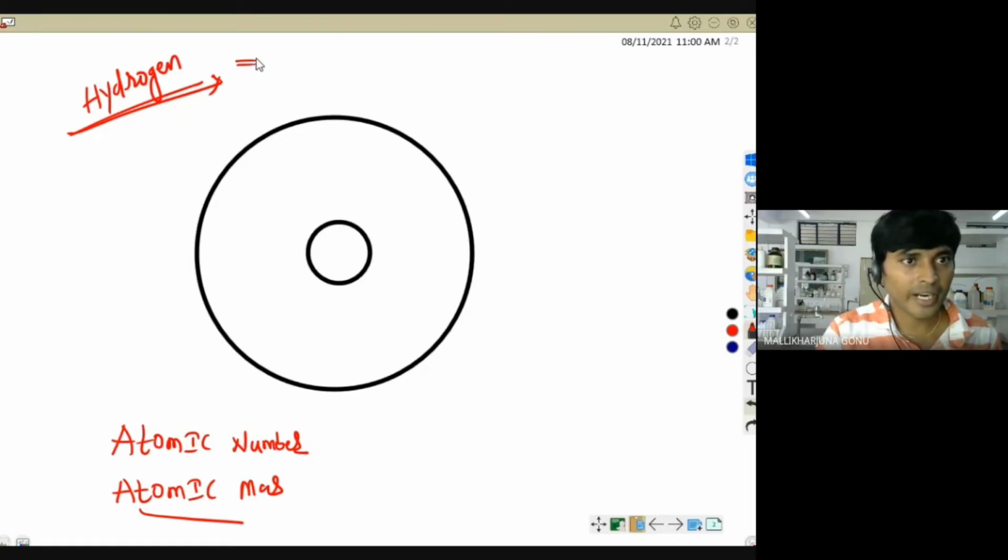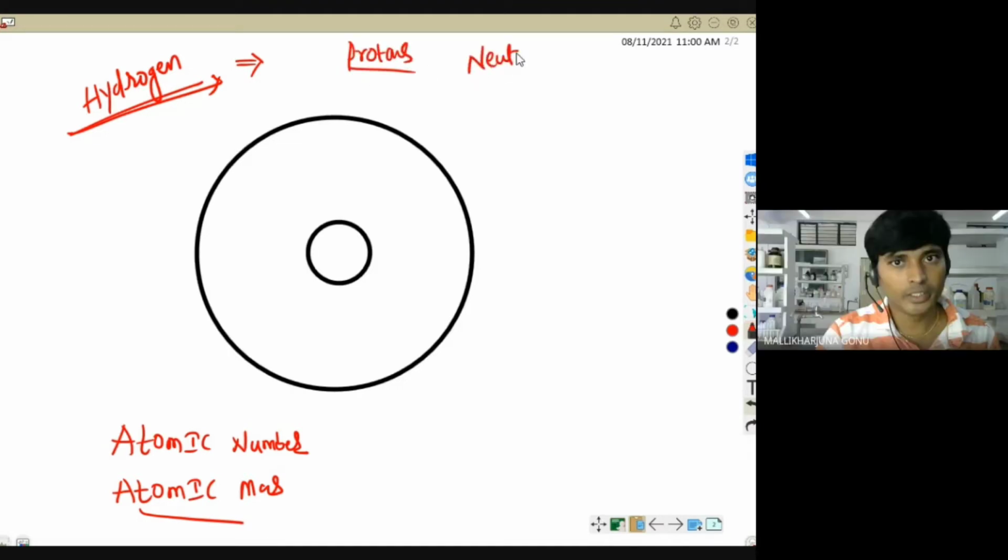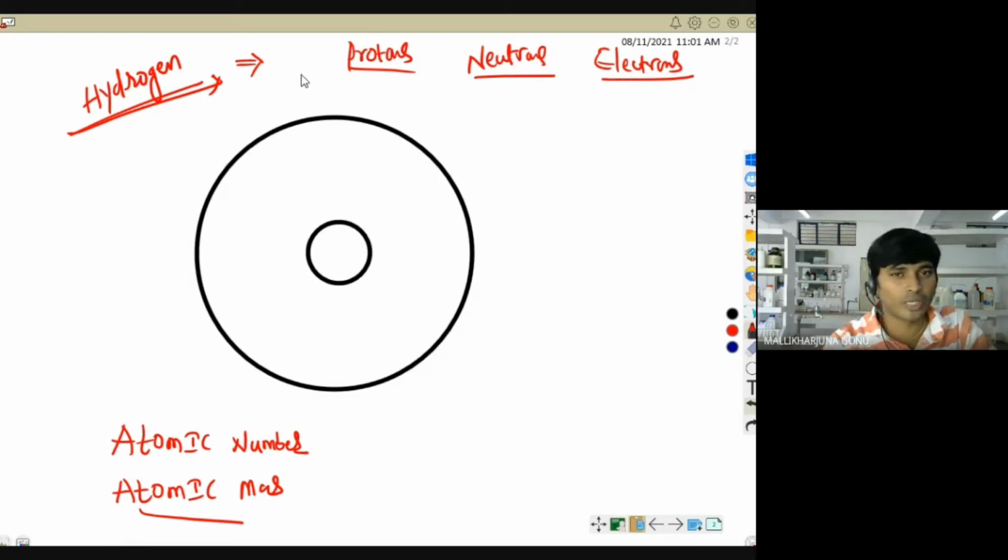What is the atomic number of hydrogen, Iranna? Hydrogen, how many protons does it have? Sir, 0. How many neutrons does it have? How many electrons does it have? This we will see first. Regarding hydrogen, how many protons, neutrons and electrons are there? Iranna is saying, sir, it is 0, there are no protons in it. Is it so, Pallu? No, sir. So how many protons are there?